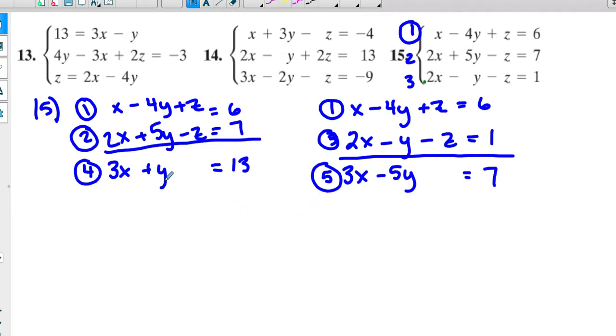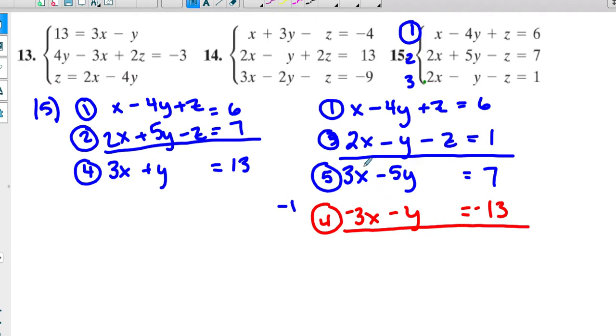Now looking at equation 4 and equation 5, it's probably going to be easier to eliminate the x's since they both have a coefficient of 3. But one of those needs to be negative if we want to add them together. So I am going to multiply equation 4 by negative 1, giving us negative 3x, negative y, and negative 13. Adding those two together, the x's eliminate. Negative 5y and negative y gives you negative 6y. 7 minus 13 is negative 6.